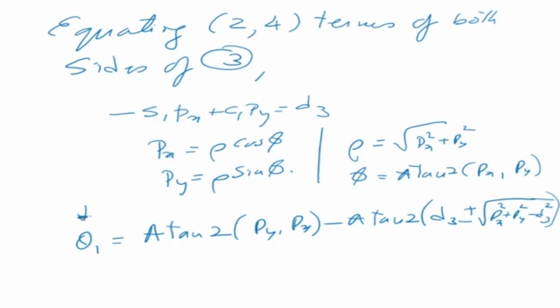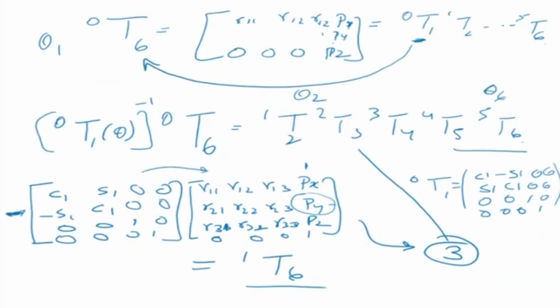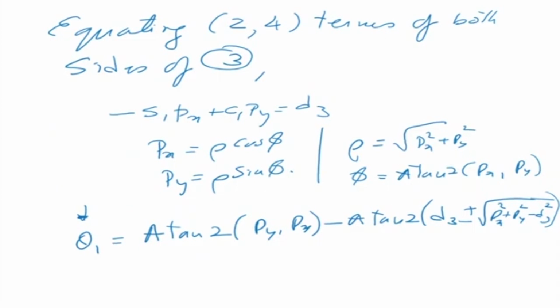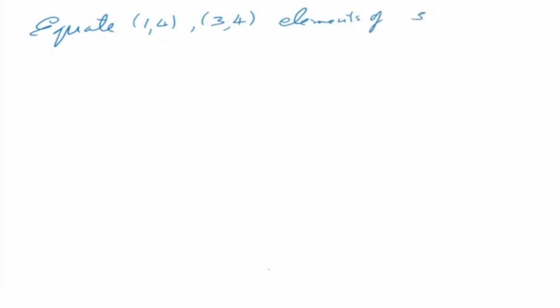Now next what we do is we target this equation number 3 again, and then try and see which terms we can solve by equating left hand side and right hand side. So next what we target is the 1 4 elements and 3 4 elements. So we equate 1 4 and 3 4 elements of equation 3.